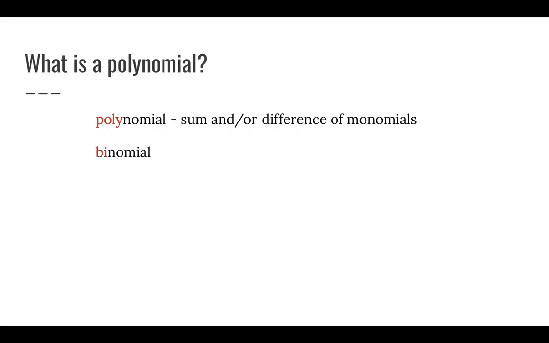Now the prefix bi, if you think of a bicycle has 2 wheels. A binomial means it's got 2 terms. So an example here would be 2x squared plus 7. 2x squared is a term, and 7 is a term. 5rx plus 7tuv is an example of a binomial because there's that one addition in between there that puts 2 terms together. So that's two examples there of binomials.